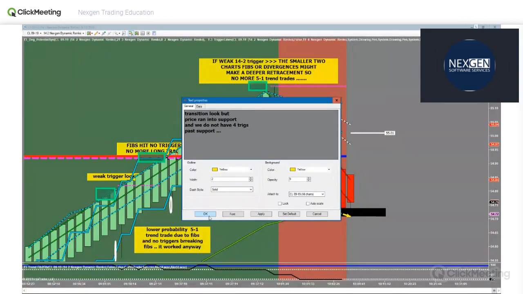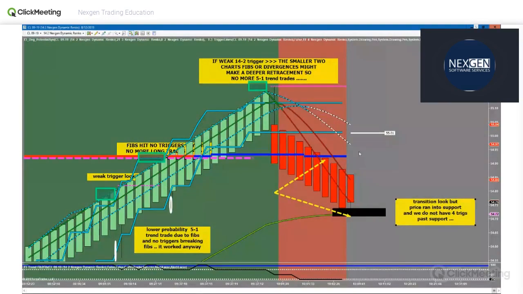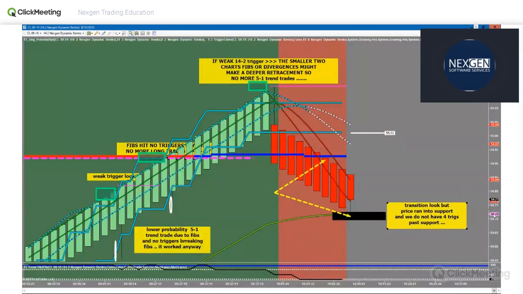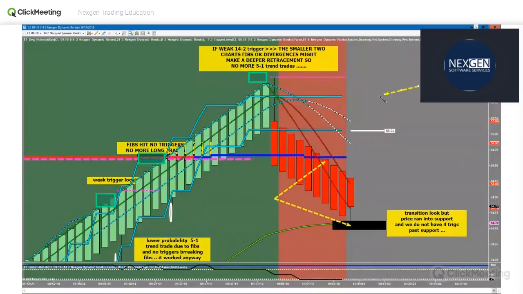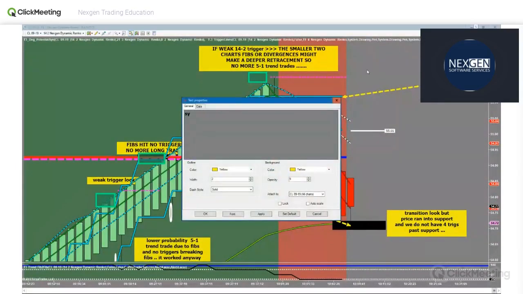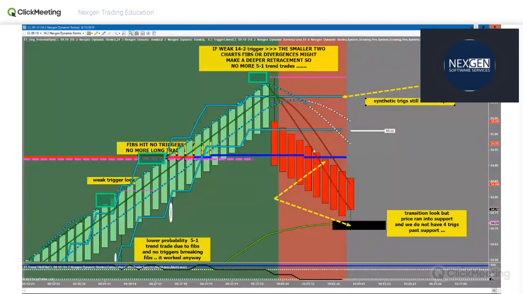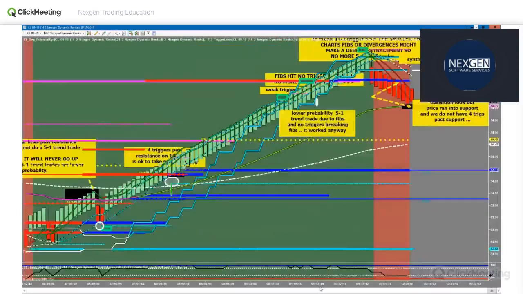All right. Do you guys understand this concept right here? We have a transition look and the triggers are down strong, but we ran into some support. And a transition just means that your synthetic triggers are still crossed up. That's all a transition look means: your small triggers are going down and everything is red, everything looks like we're falling out of bed, but the synthetic triggers are still up. The overall big trend is still up, right?